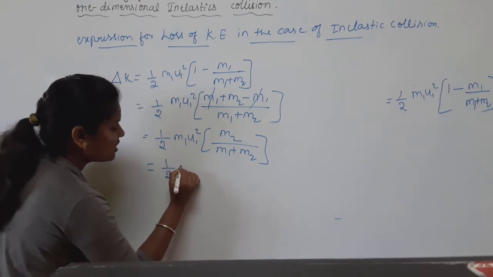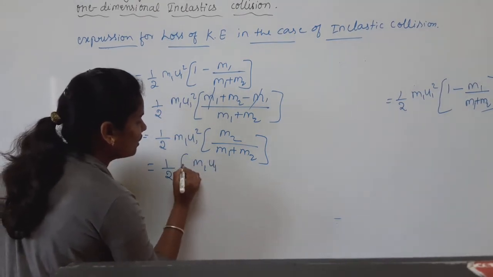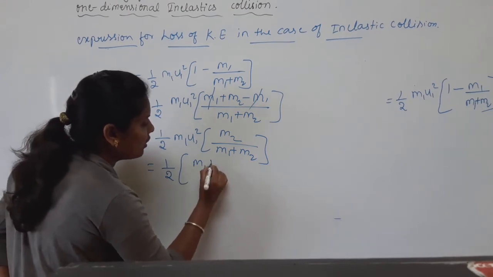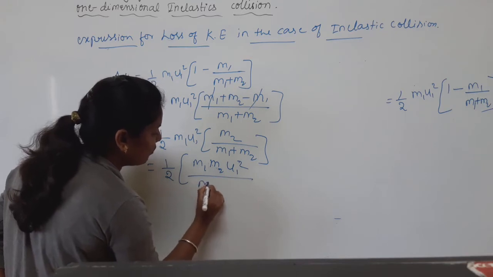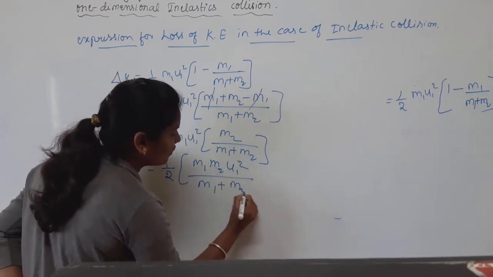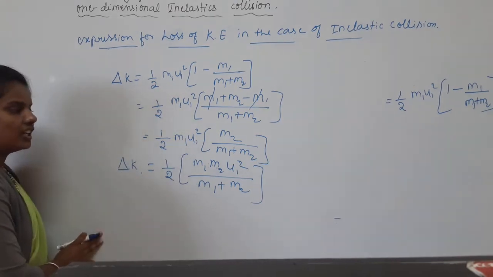Again simplify this: m1 m2 u1 square divided by m1 plus m2. This is delta K, the change in kinetic energy.